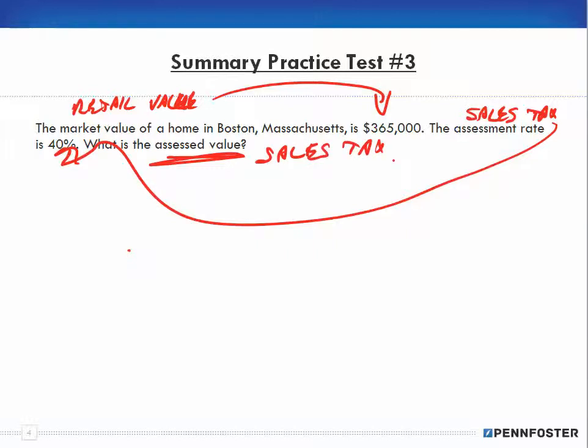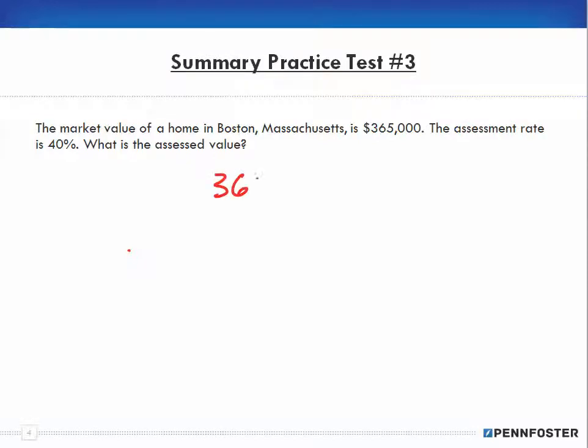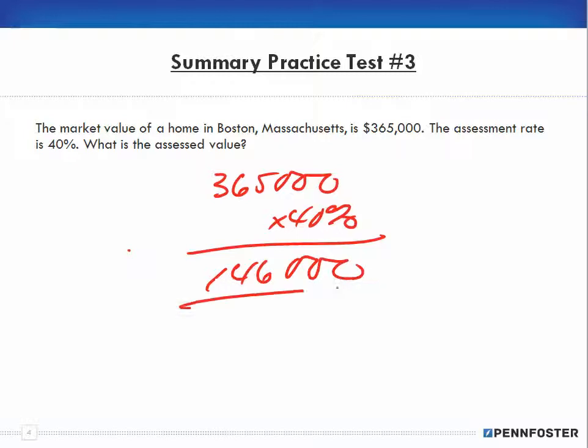Okay, I'm buying something for $365,000. I could have thought conceptually, all right, I'm going to pay tax on it. Well, what's my tax rate? 40%. Even though that seems high, it doesn't matter what that number is. 365,000 times 40%, and that gives me my assessed value. 365,000 times 40% gives me 146,000 as my assessed value.